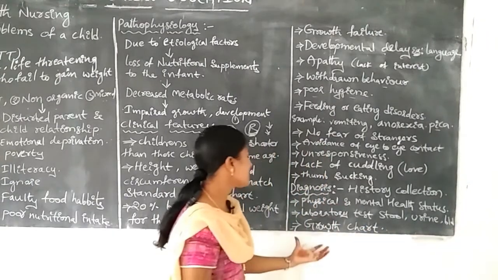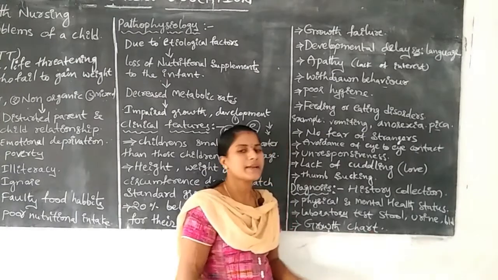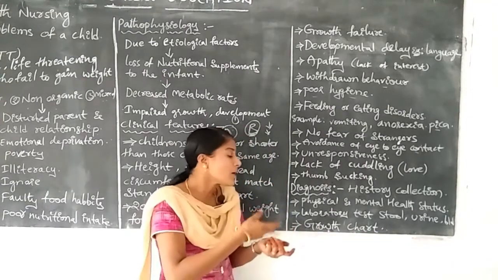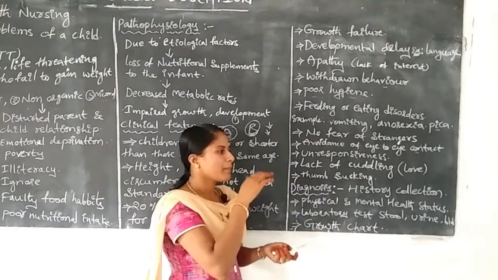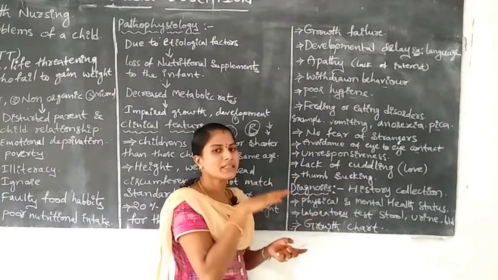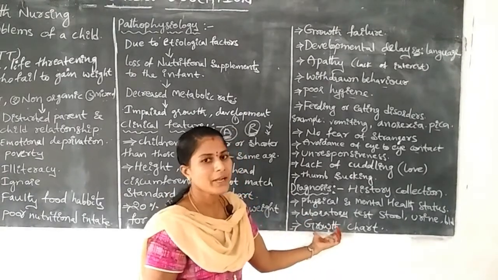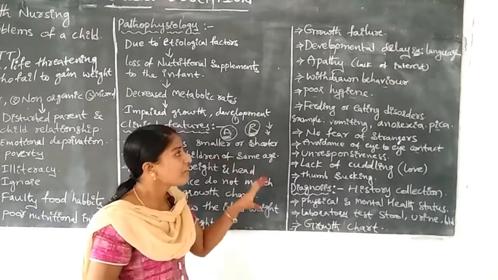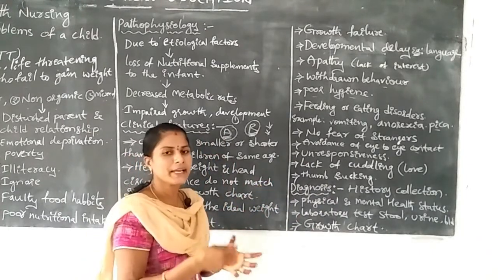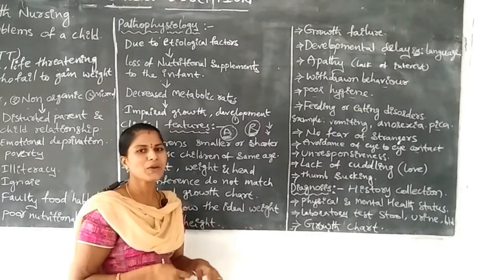Okay, next one is the growth chart. According to the growth chart, for example, a child of one year of age group should maintain this height, and this weight will be there in the growth chart. Okay, by this diagnosis we identify whether the infant is suffering with any failure to thrive disease condition. Okay, thank you everyone.